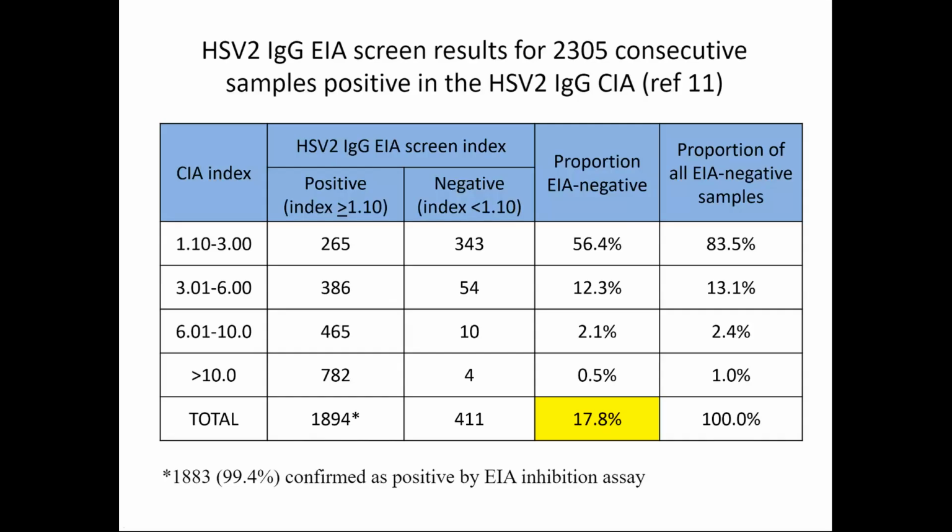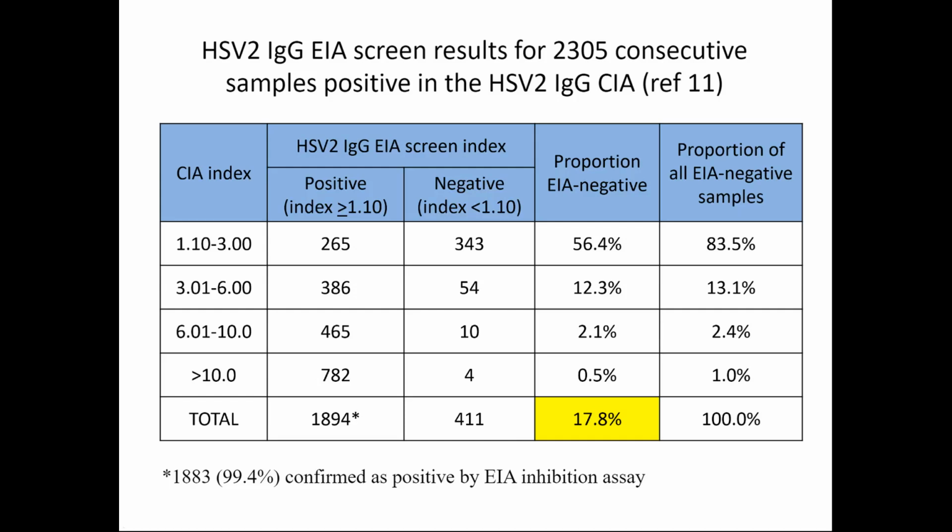So we did a study where we looked at the EIA screen results for 2,305 consecutive samples that were positive in the HSV-2 IgG CIA screen. And again, let me direct you to the bottom line. Of these 2,305 consecutive positive samples, 1,894 samples were also positive on the HSV-2 IgG EIA screen, and all but 7 of these, 1,883, confirmed as positive in the inhibition assay.